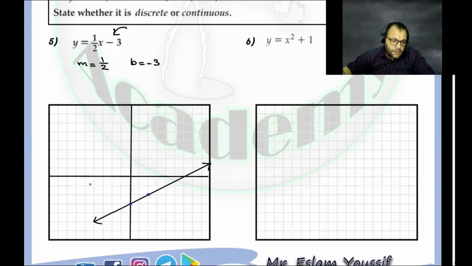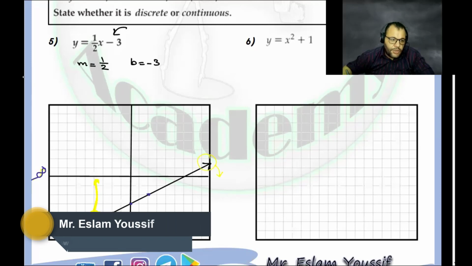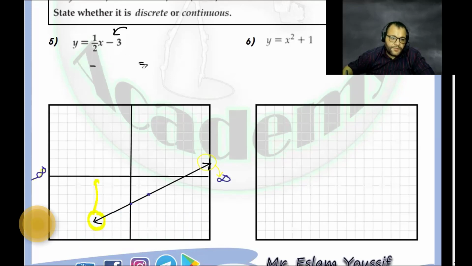Looking left, I need the x-axis. I start from there, where there is an arrow. It means I'm starting from negative infinity. And I end with an arrow going to positive infinity. So from negative infinity to positive infinity, the domain is all real numbers.